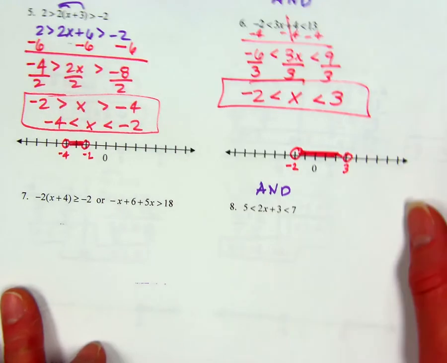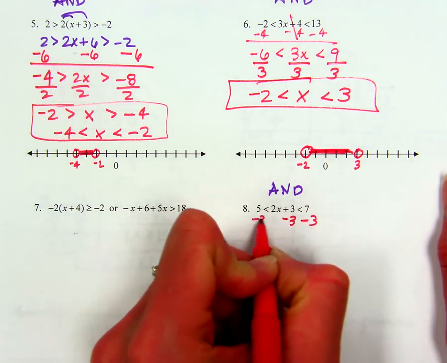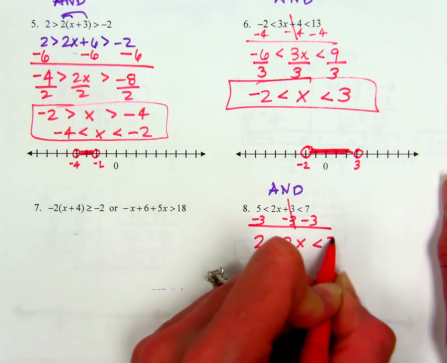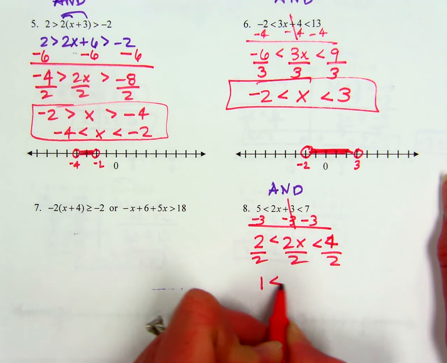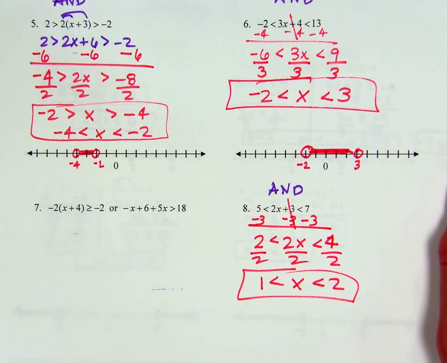All right, so let's do number 8. That way it's the same as the other ones. So we're going to subtract 3 from all the parts. We've got 2 is less than 2x, which is less than 4. And if we divide by 2 everywhere, we get 1 is less than x, which is less than 2. So x is by itself in the middle.